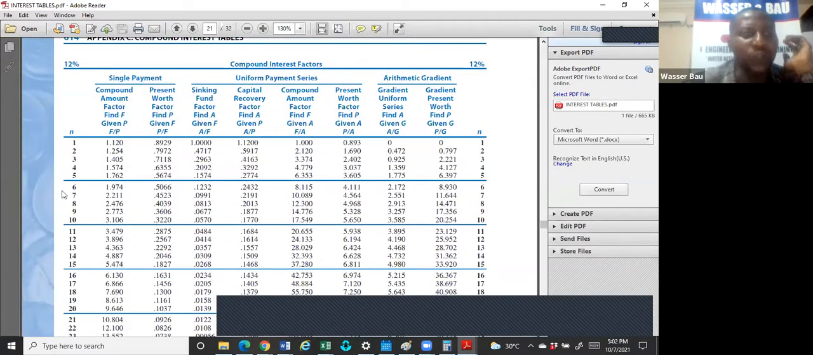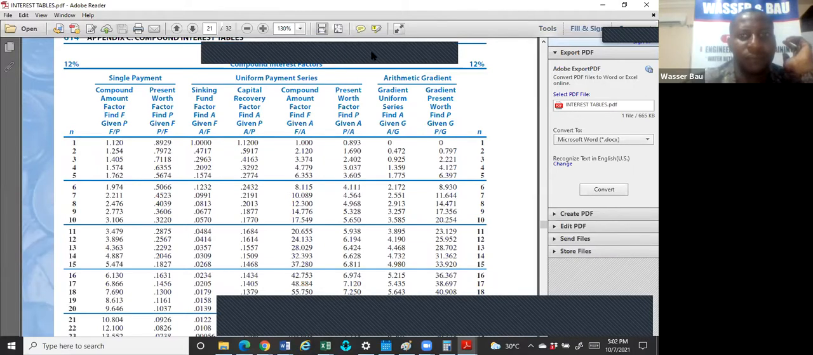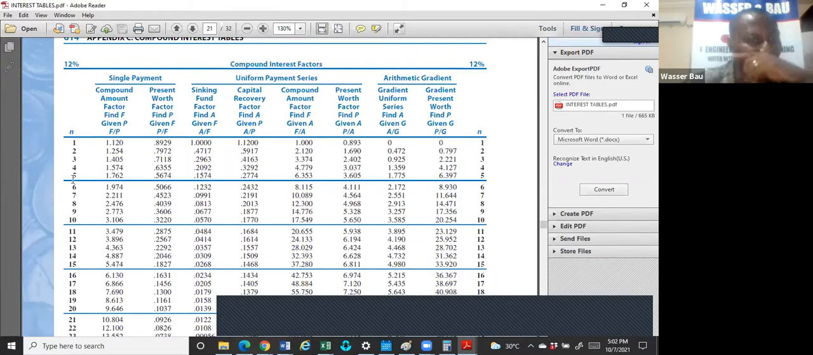And the number of years is what? 5. Number of years is 5. So we are now looking for capital recovery. We are looking for capital recovery. In other words, we want to recover the capital. And what is that capital? $20,000.